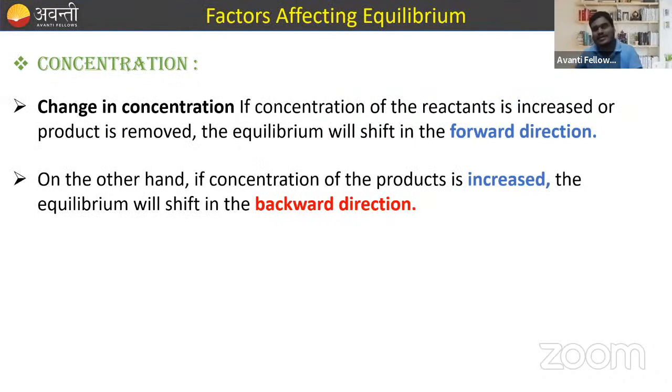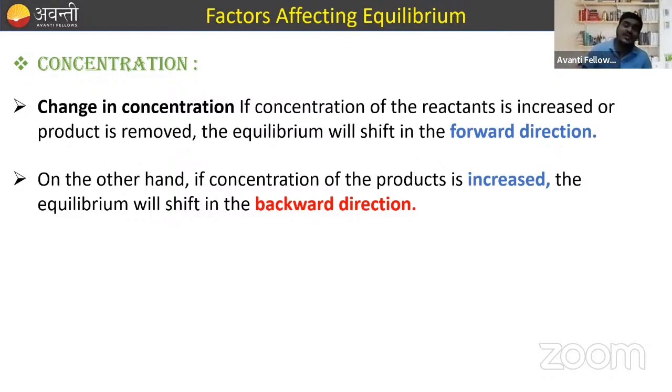So basically, the three factors that we are going to understand under the Le Chatelier principle are concentration, temperature, and volume. Okay, so these three things we are going to study under the factors affecting equilibrium or the Le Chatelier principle. The first one is change in concentration.